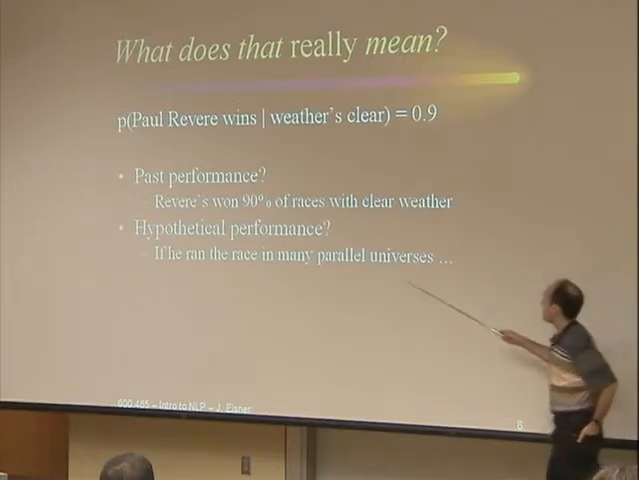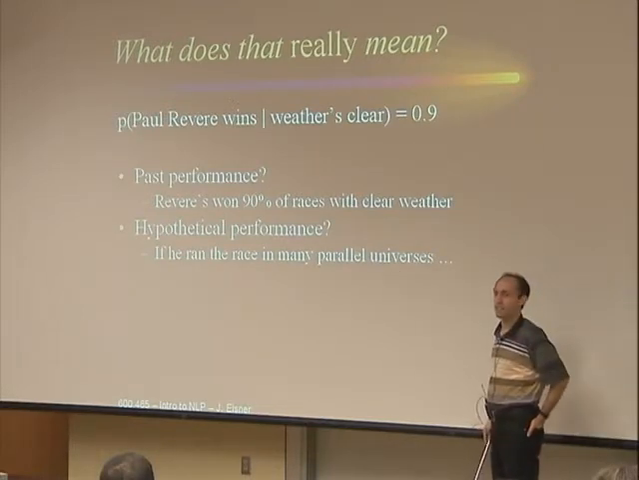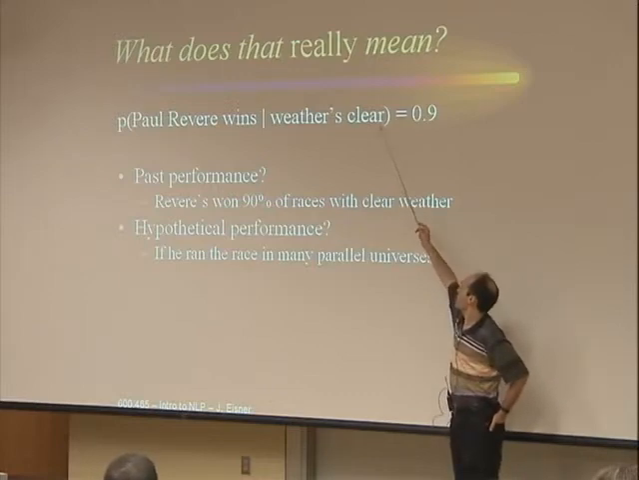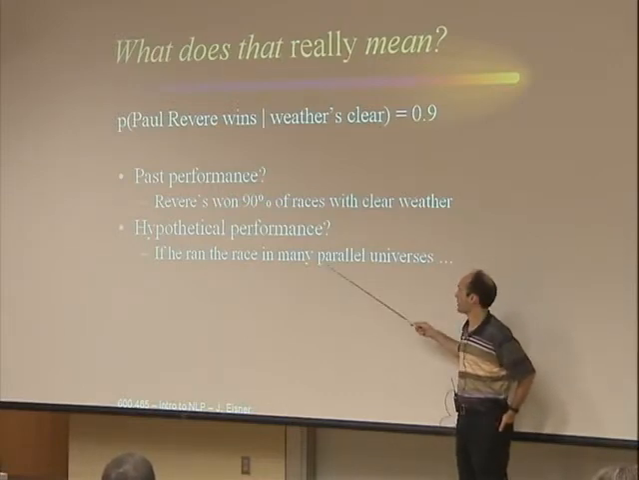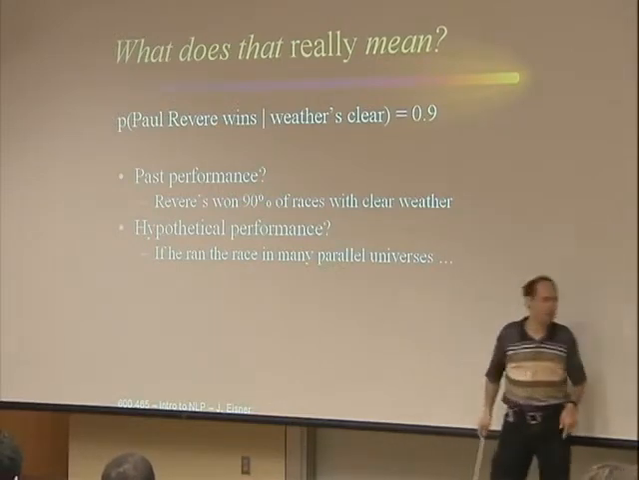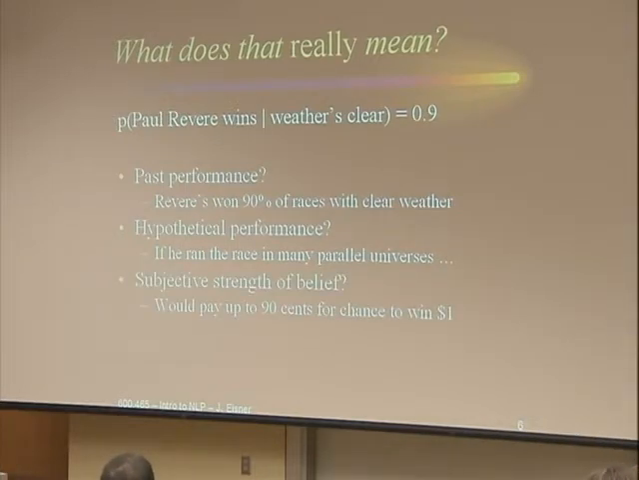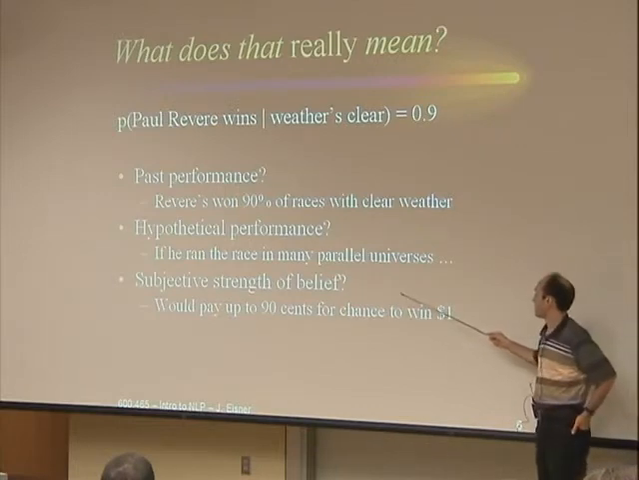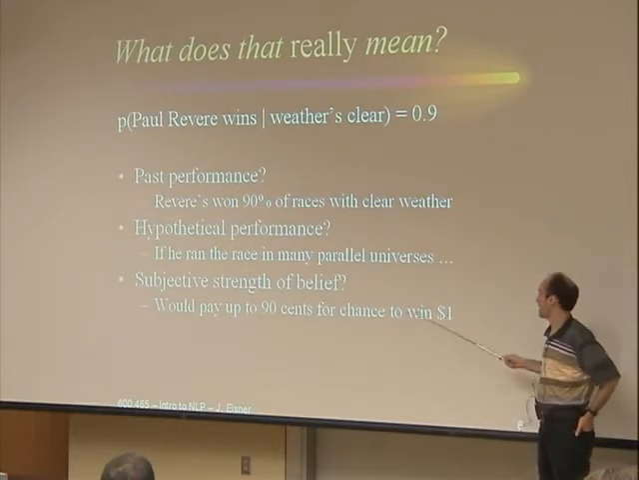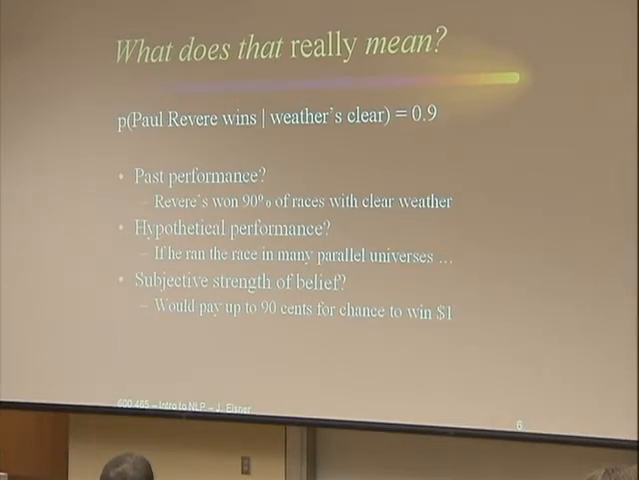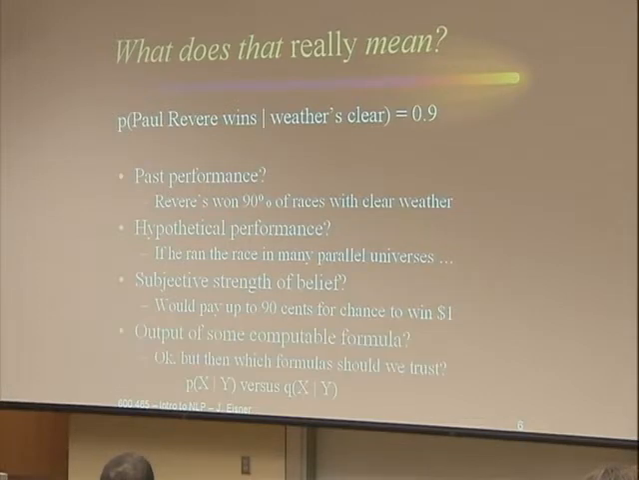I think this is maybe a better definition. It's kind of science fiction-y, not so practical. That we're asking if we considered a lot of situations where the weather was clear, then in what percentage would Paul Revere actually win the race? Okay. Here's one that is beloved of philosophers, that this is representing your strength of your belief in Paul Revere winning, given your current knowledge, namely that the weather is clear.